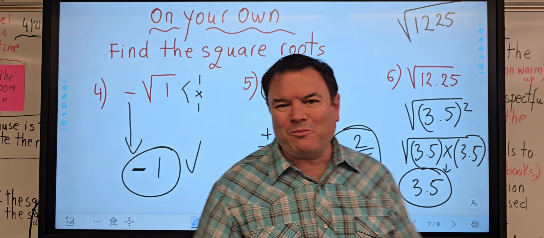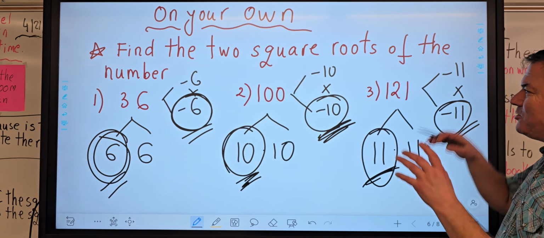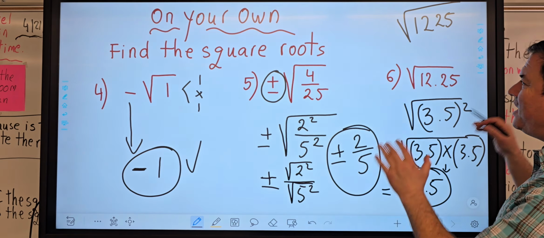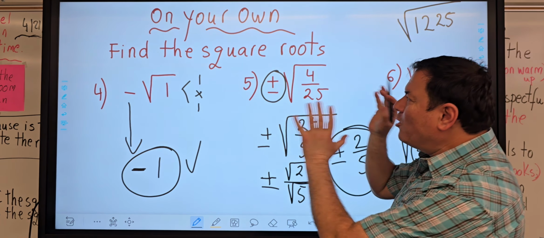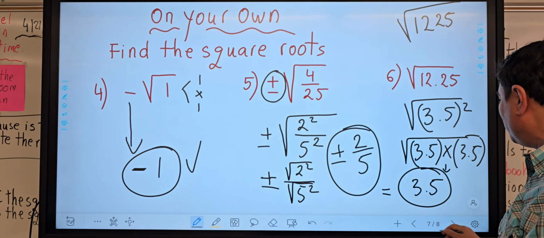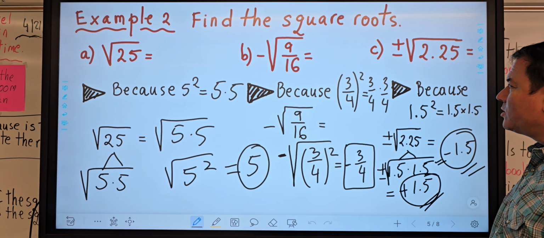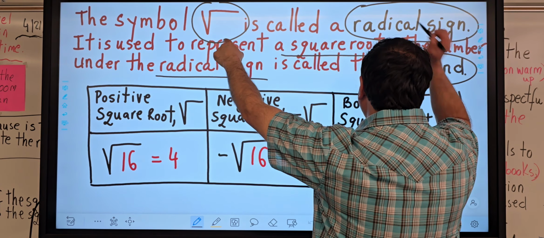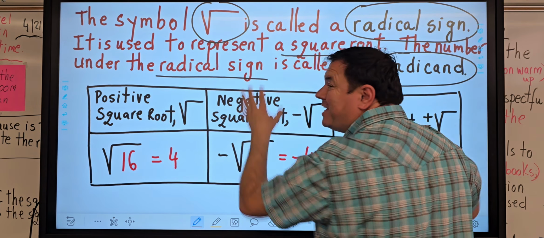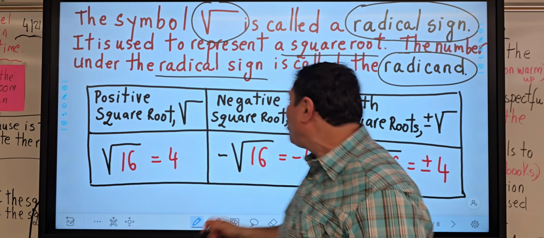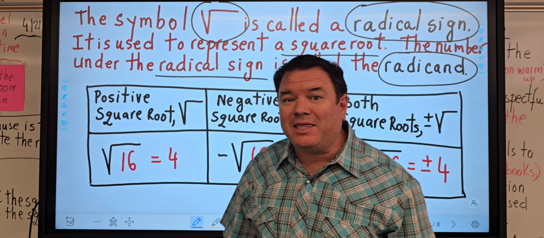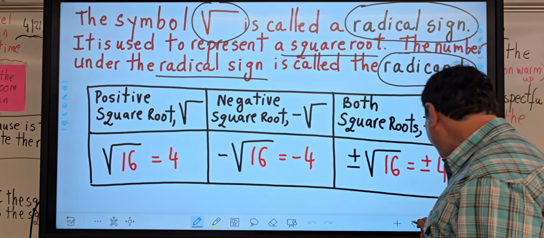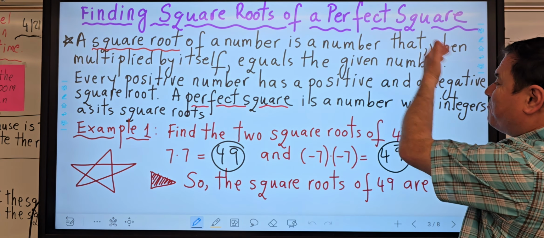Okay? We practiced so much today. We practiced how to find square roots of a number. And here we learned how to find square roots, right? And we worked with different types of problems, and we looked at a couple of definitions here, right? The symbol, remember this symbol is called the radical sign or square root. And again, the number under the radical sign is called the radicand. Please repeat after me. Radicand. Radicand. Radicand. Okay? And that's it. Finding square roots of perfect squares.